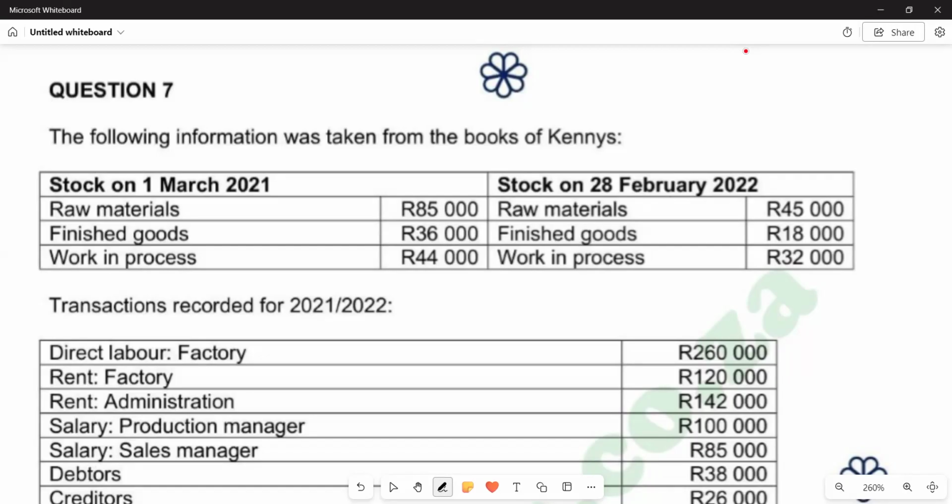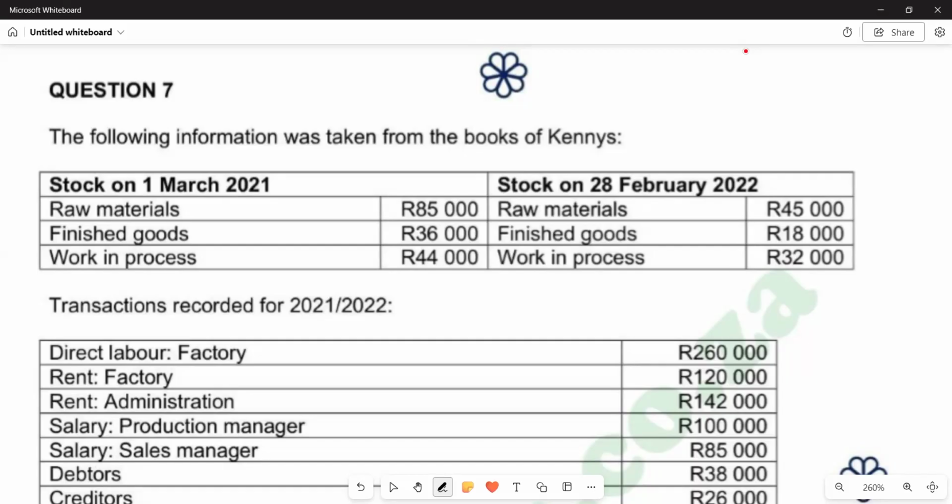Today, we want to look at a question of June 2024, and we are going to look at question 7 on that question paper. That is a question paper of Cost and Management Accounting N5. And the question is on the preparation of the production cost statement.